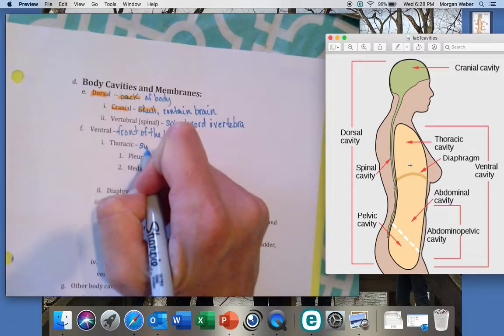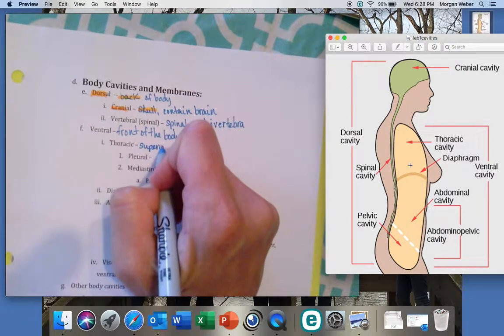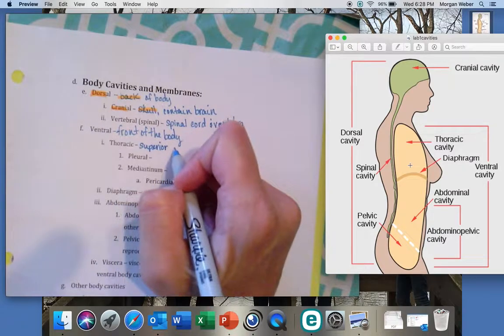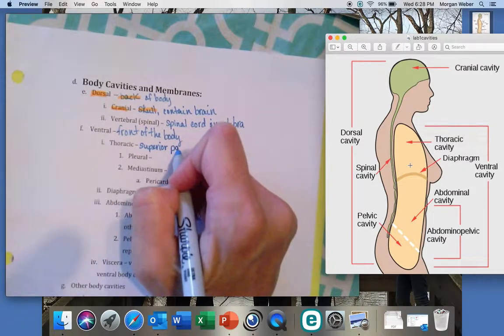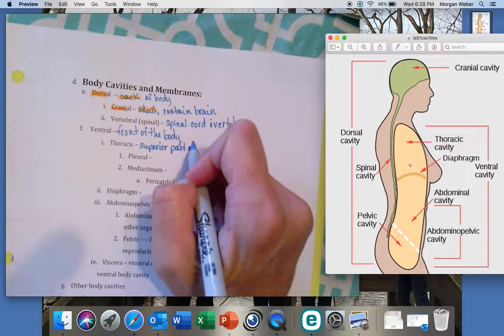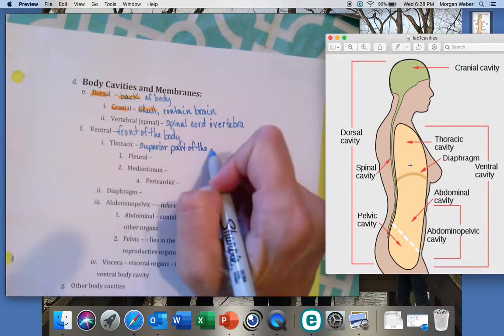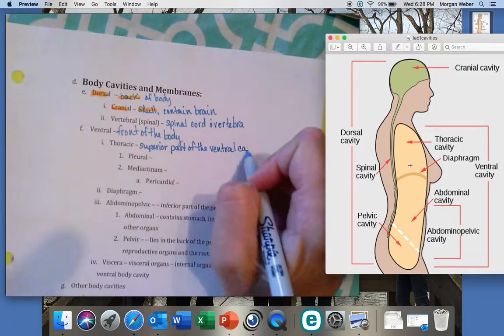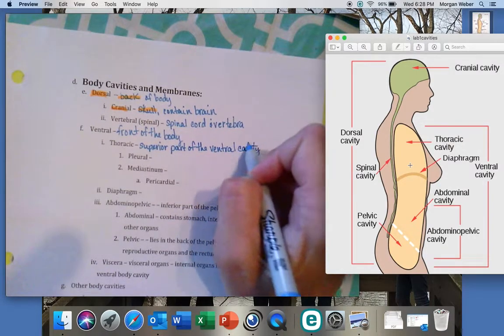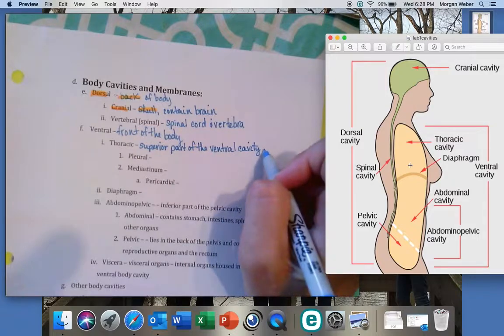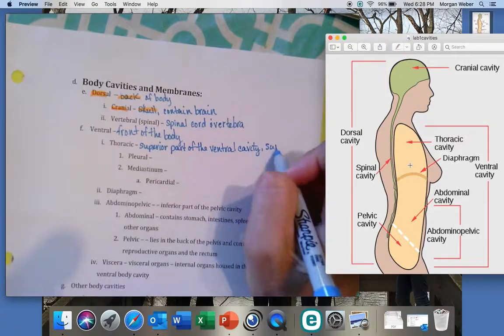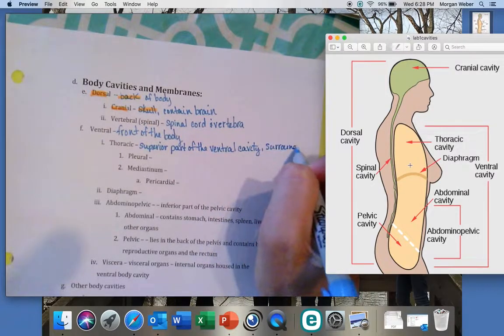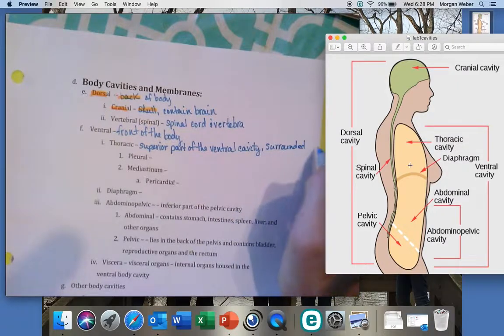So you see this? Now we need a formal definition for the thoracic region. So we're going to say superior part of the ventral cavity. Okay. Surrounded by the ribs.